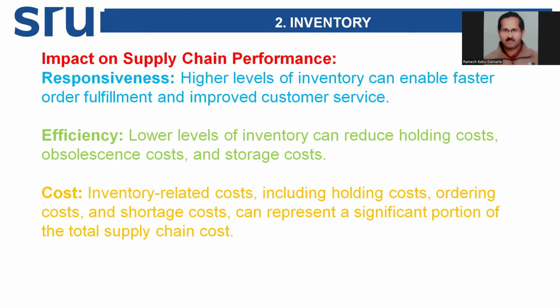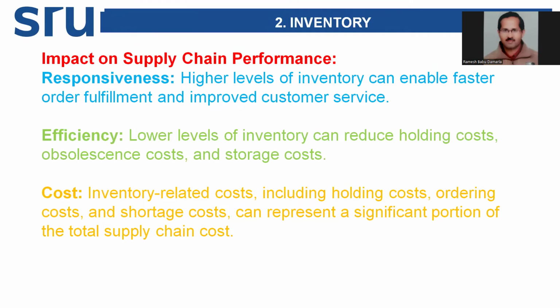How does inventory impact the supply chain performance? First one is responsiveness. Higher levels of inventory can enable faster order fulfillment and improved customer service. On the efficiency front, lower levels of inventory can reduce holding costs and wastage, scrap, theft, obsolescence costs, and storage costs. So definitely, lower levels will reduce the holding cost, which is inventory carrying cost, and obsolescence cost. See, the costs are associated in warehouses due to material not being used before its expiry date, especially for food, pharma and drugs.